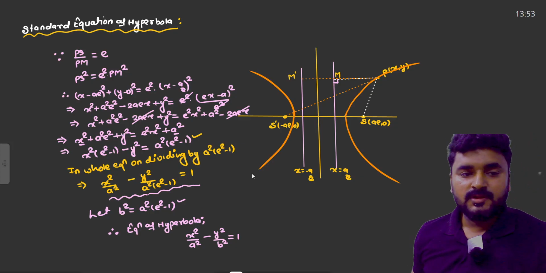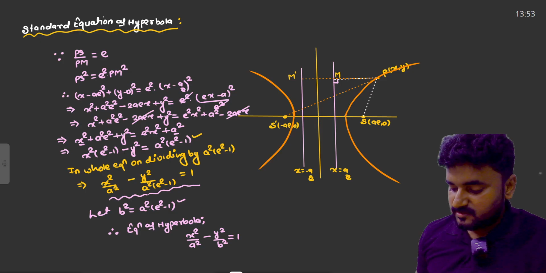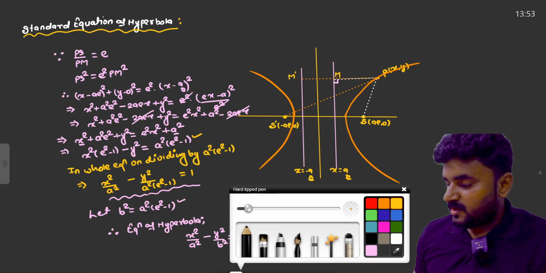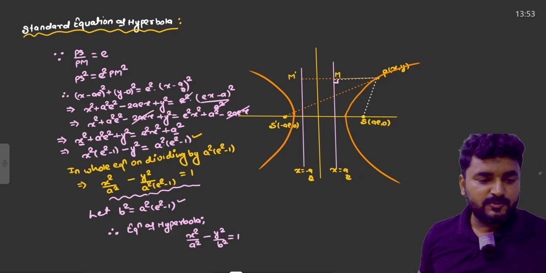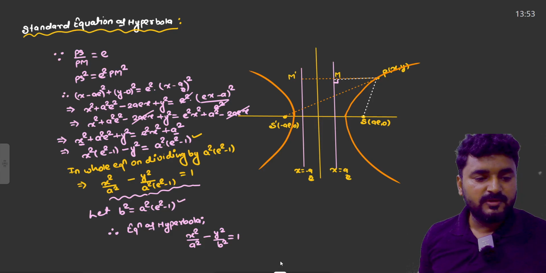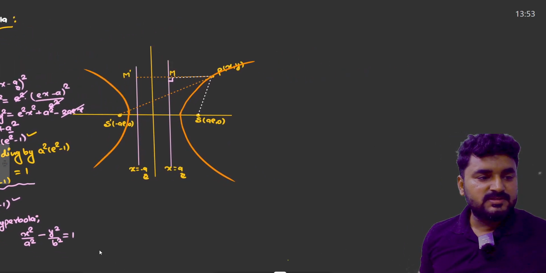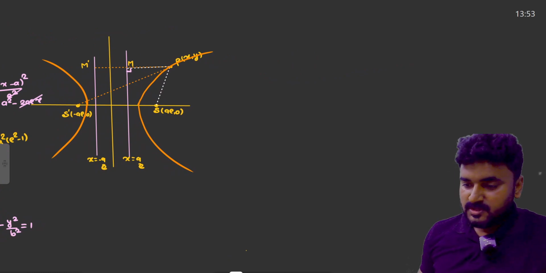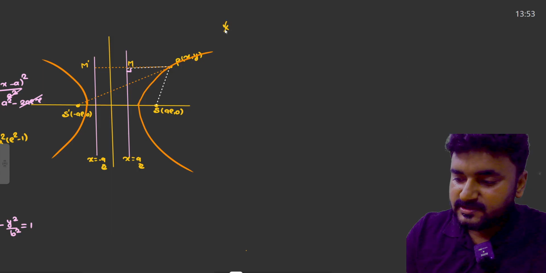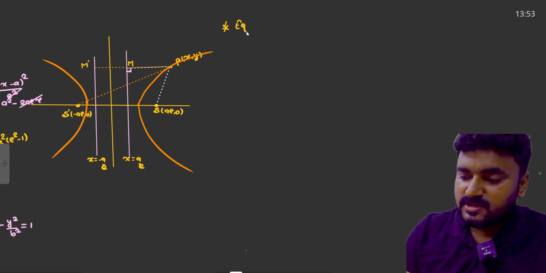Okay. So this is my required hyperbola equation. After getting this hyperbola equation, we will try to get its terms. Okay. So what are its terms? That is the important part. So first of all, I will write the equation of the hyperbola.